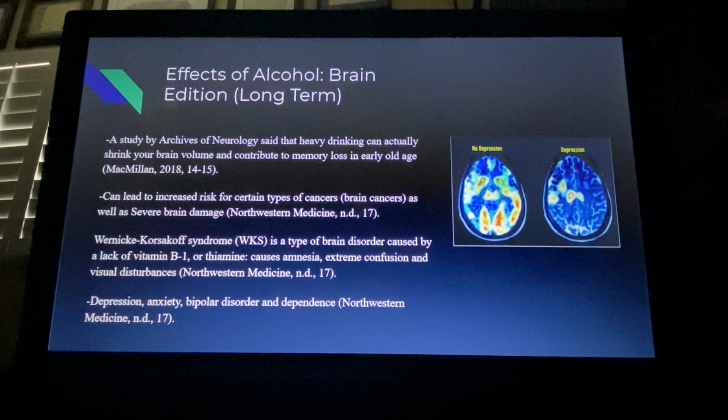Wernicke-Korsakoff syndrome is also common, and it's basically just a lack of vitamin B1, or thiamine. This causes amnesia, extreme confusion, and visual disturbances. So basically, it's memory loss and all those other things that we've already talked about. And then there's also evidence linking it to depression, anxiety, bipolar disorder, and dependence on alcohol. This is common because it is a depressant, so these things are more likely to happen when you're drinking.